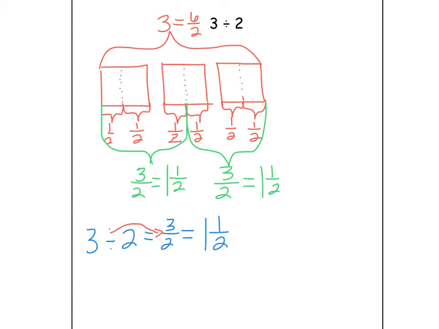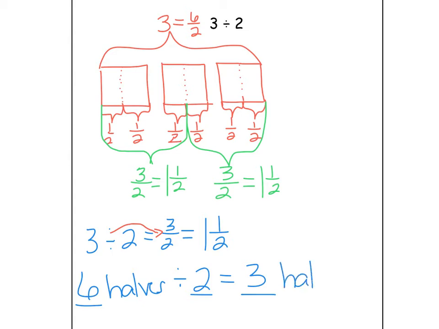Another way I can write this is I have 6 halves divided in half. So 6 divided by 2 is 3, and my unit is halves. We call this the unit form. So you need to be able to write the equations as well as the unit form. Make sure everything I did just now, you did too.